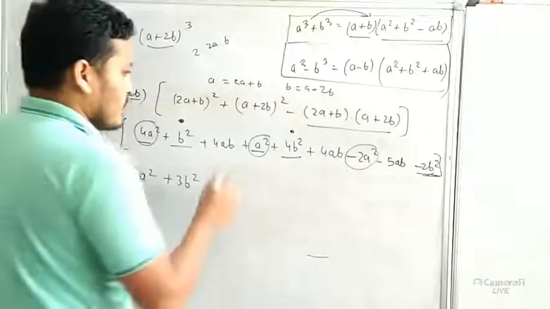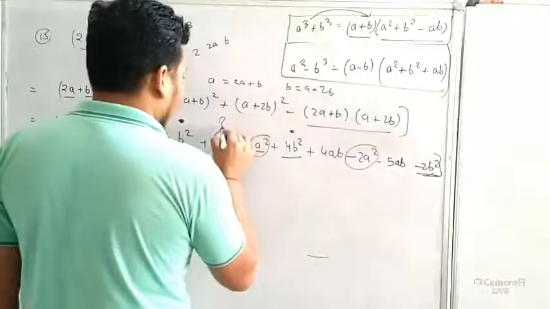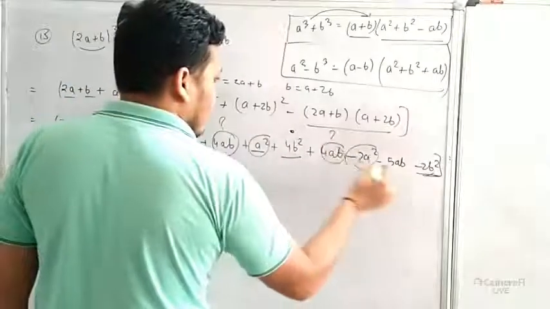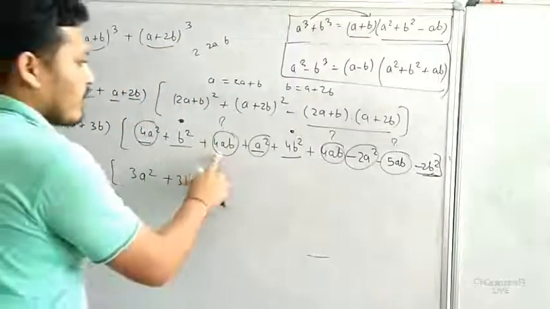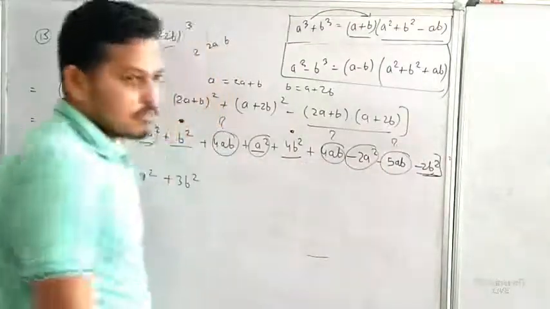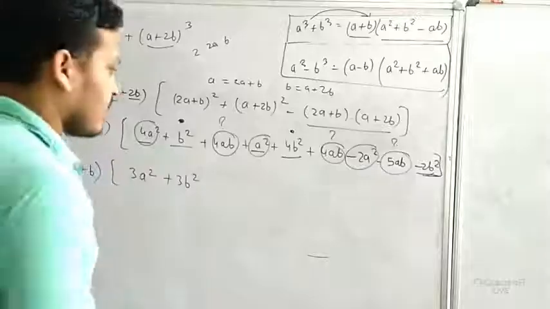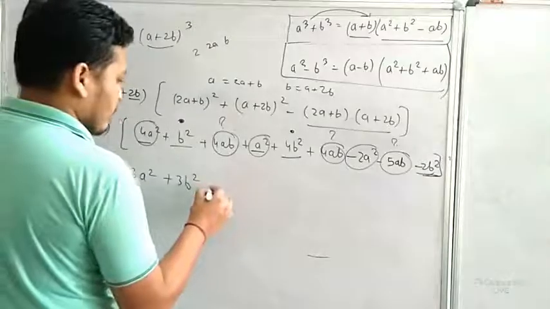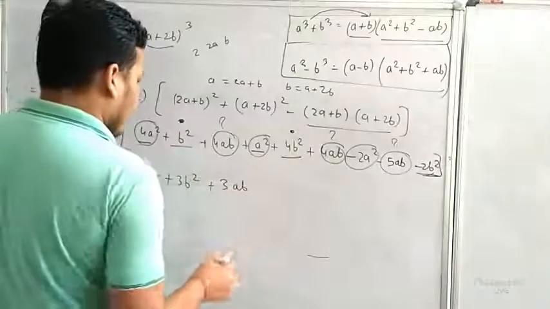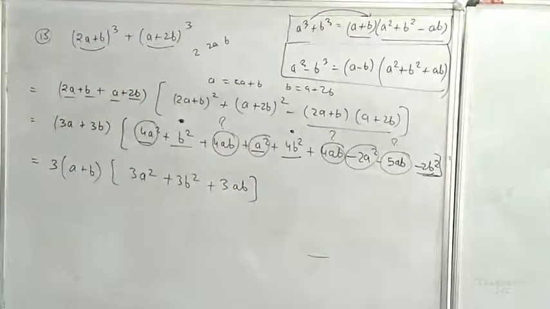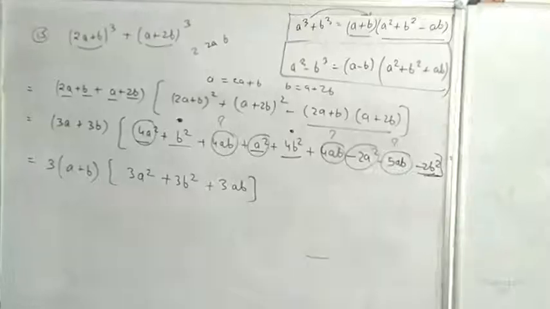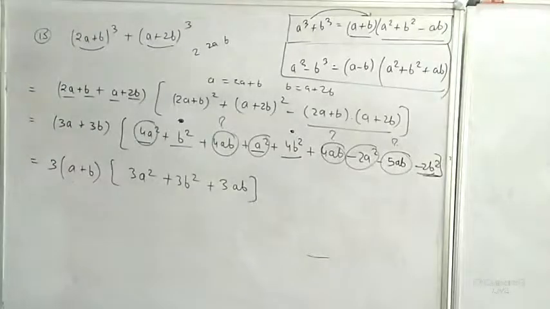Next is 4ab, and minus 5ab. 4ab plus 4ab is 8ab, and from 8 subtract 5, how much remains? 3, so plus 3ab. This is the answer here, but we can take 3 as common again. Question number 15 is here.